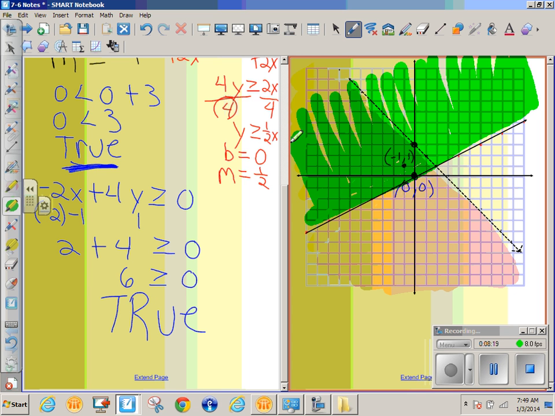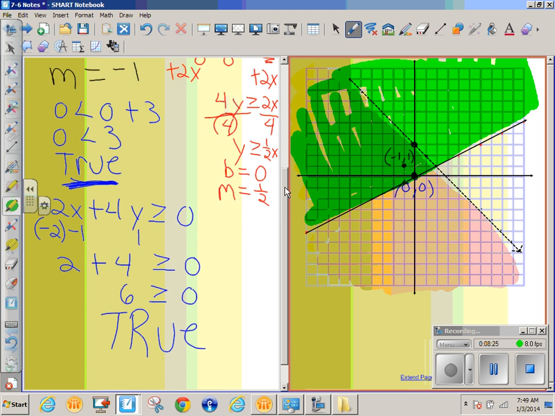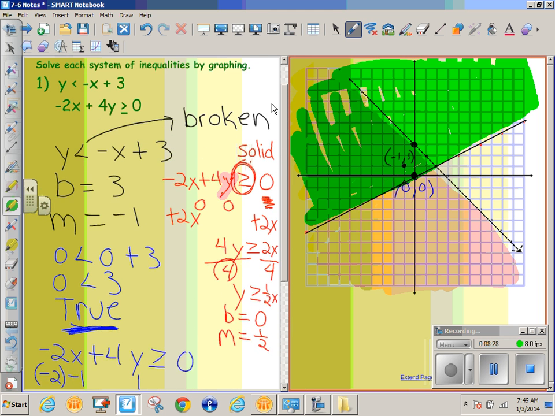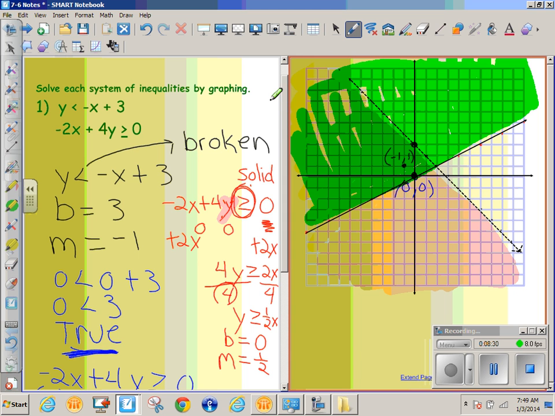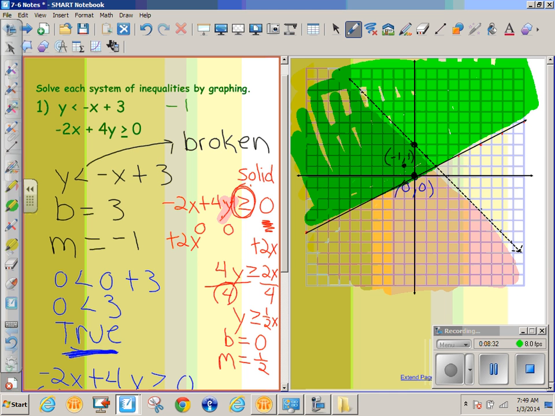Now, we already know that -1, 1 satisfies the second inequality because that's the point I used to test it. But it also, -1, 1, should also satisfy the first. So if I say 1 is less than negative, negative would make a positive, 1 plus 3, that does in fact check. So 1 is less than 4.